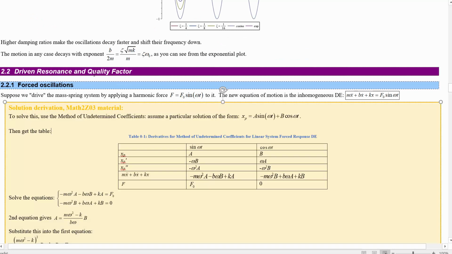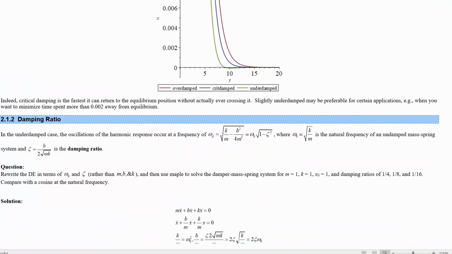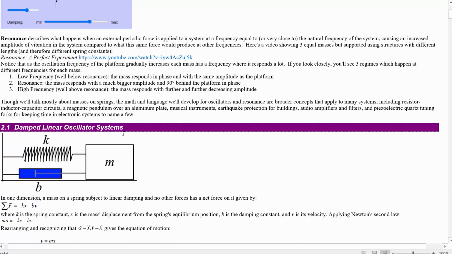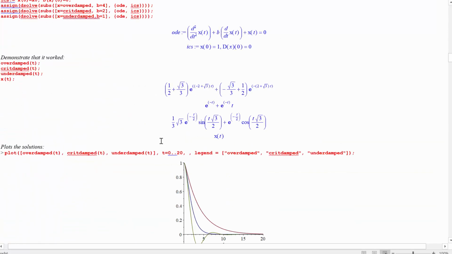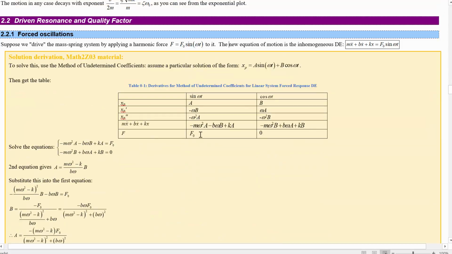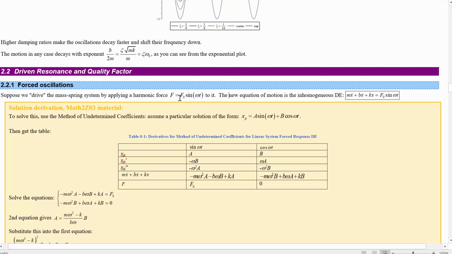Okay, up next, driven resonance and quality factor. Let's suppose that instead of just having this mass spring system that we release or throw with some velocity, we apply a continuous force to it. So we keep applying some force and see what happens. Most interestingly is when we apply a harmonic force, so that is a force that goes like some sinusoid. This is some amplitude, F0, and then sine of omega t.